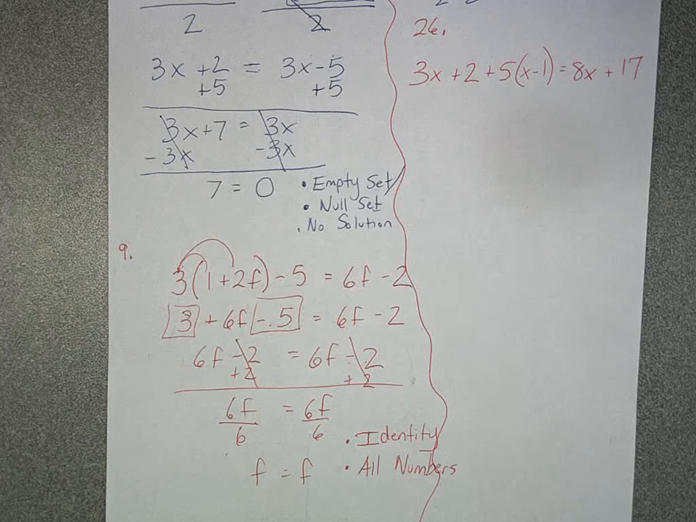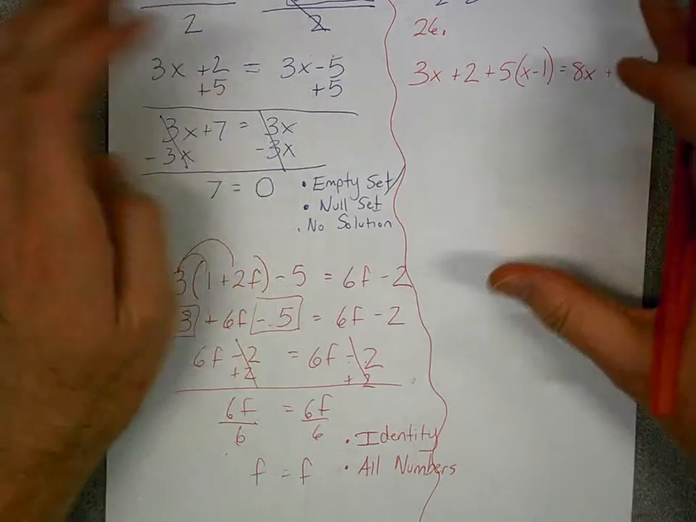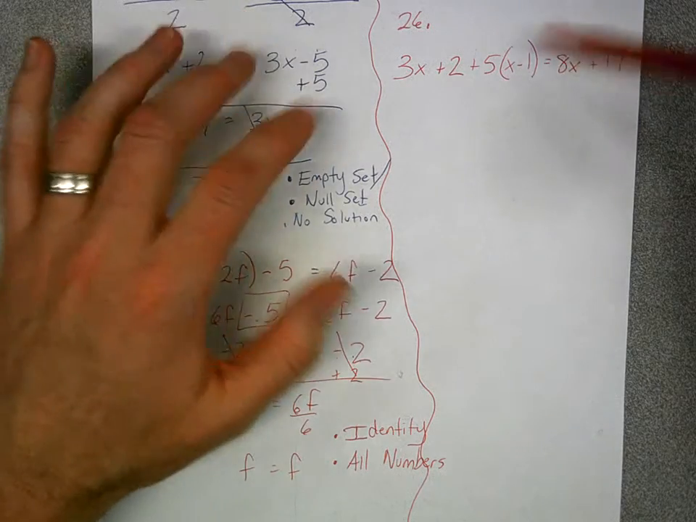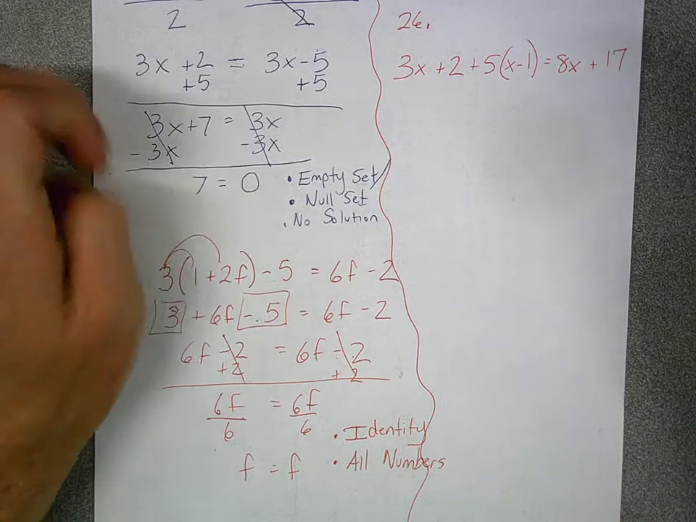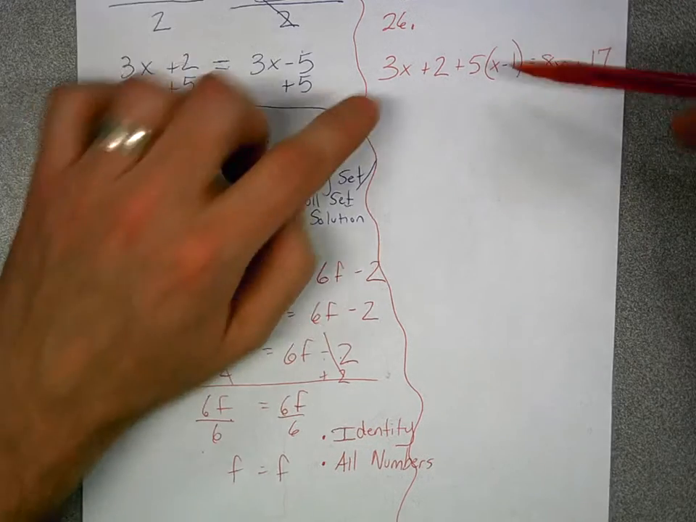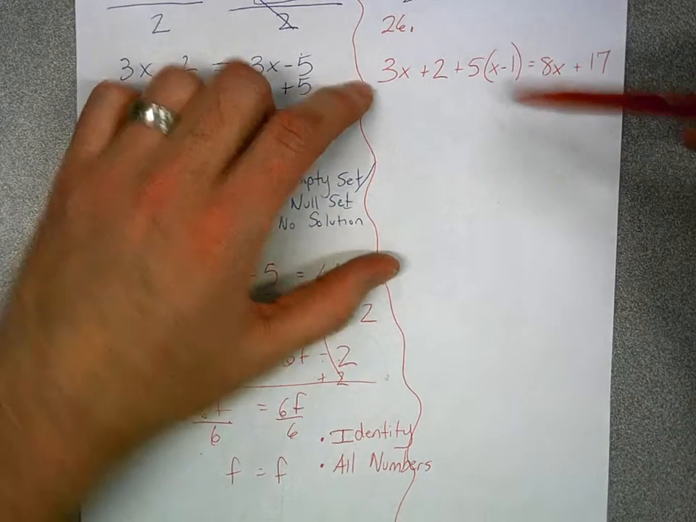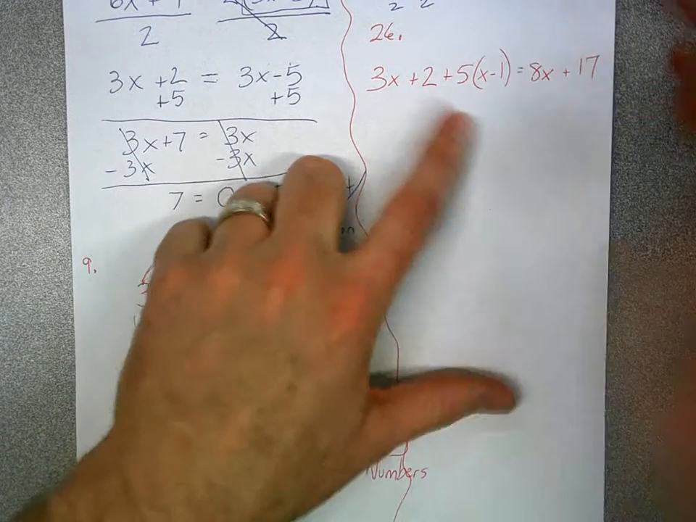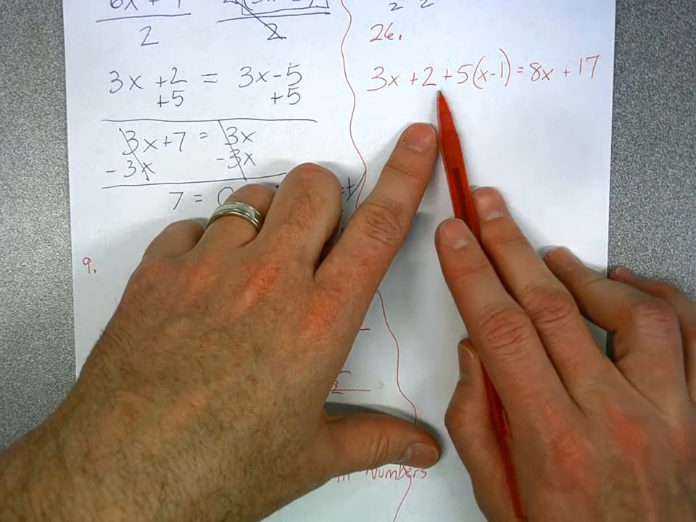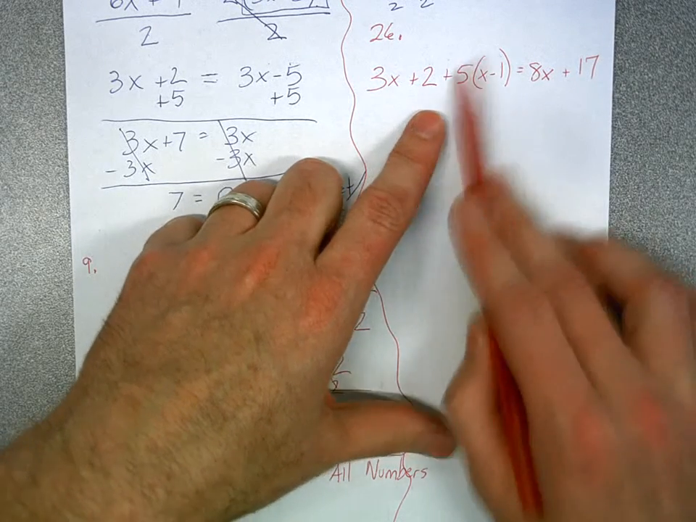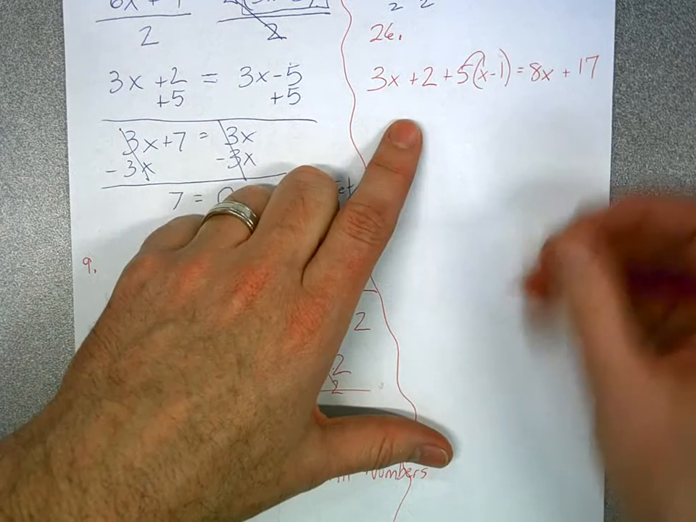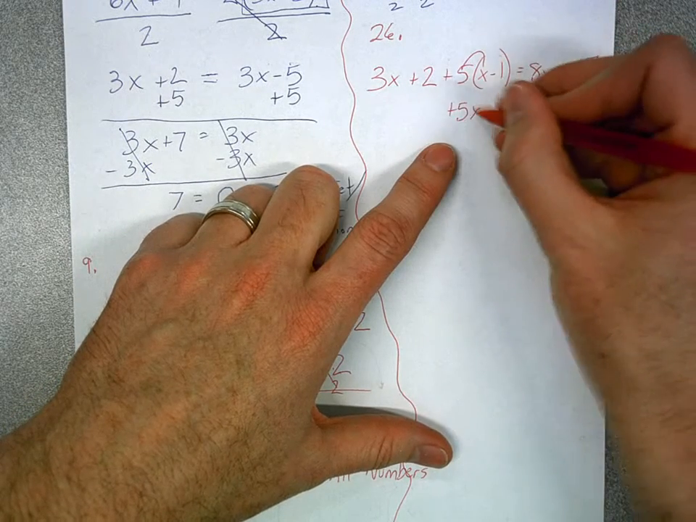All right, here we go. Problem number 26. Got a lot going on, especially on the left side here. We're getting into some advanced equations, advanced for 7th grade anyway. What I notice: parentheses, multiplied with a positive 5 on the outside. I'm going to get rid of those parentheses by doing the distributive property. 5 times x is a positive 5x. 5 times a negative 1 is negative 5.